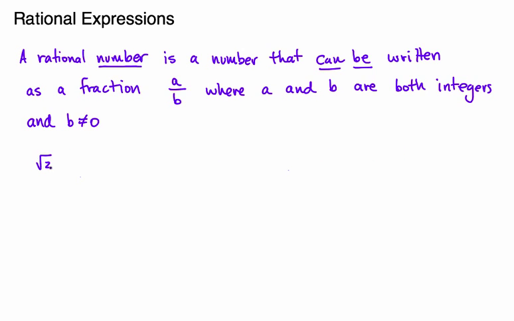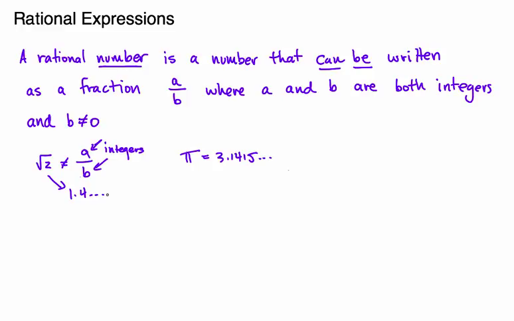Whereas a number like the square root of 2 cannot be written as a fraction a over b where these are both integers, and so it's not a rational number. It's called an irrational number for a reason, and same with pi. The decimal goes on and on forever without repeating and without stopping. That's another indication that you cannot write it as a fraction with an integer on the numerator and an integer on the denominator.